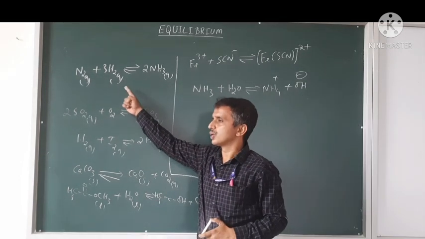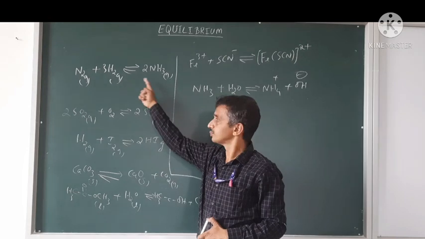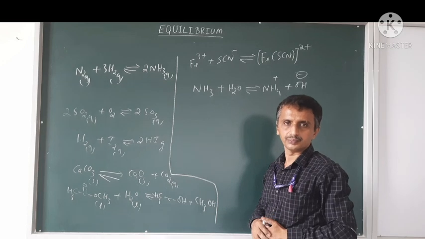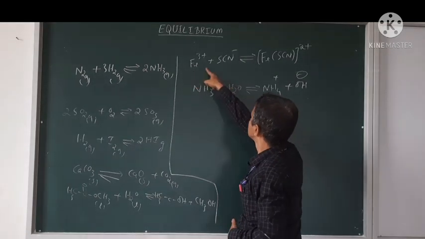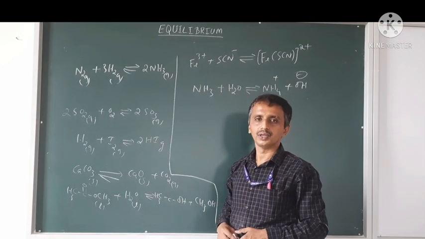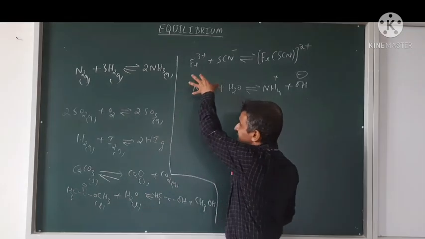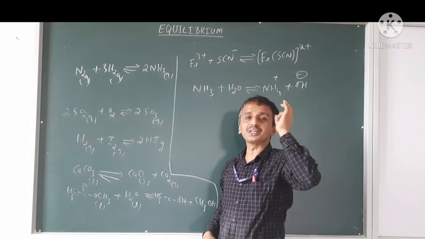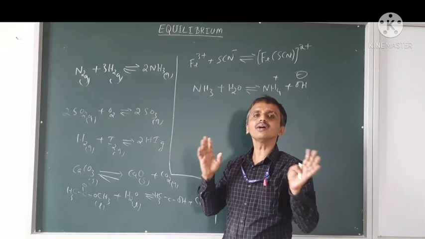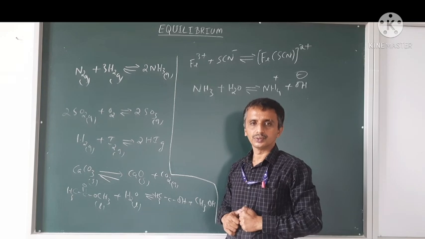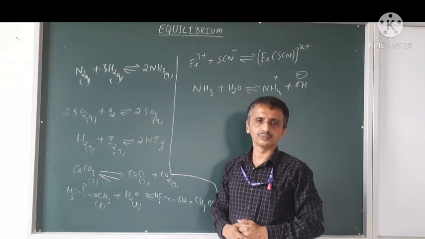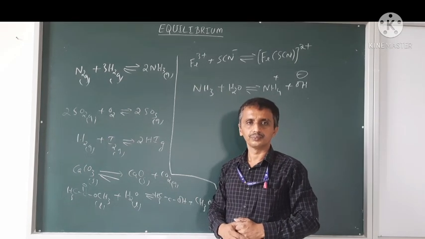See, in this, molecules are involved in equilibrium, whereas in this example, only the ions are there at equilibrium. And we call this type of equilibrium ionic equilibrium, equilibrium involving the ions. And we can give plenty of examples for this ionic equilibrium also.